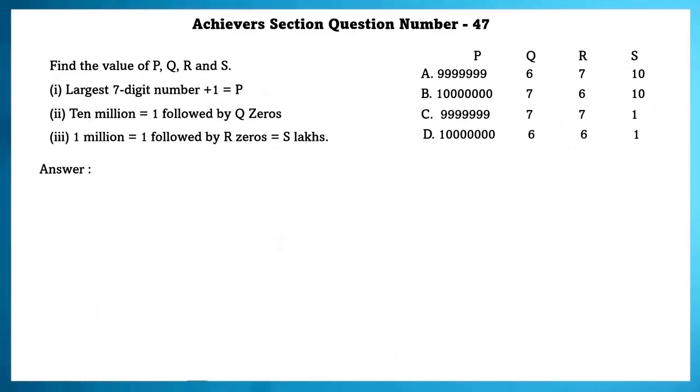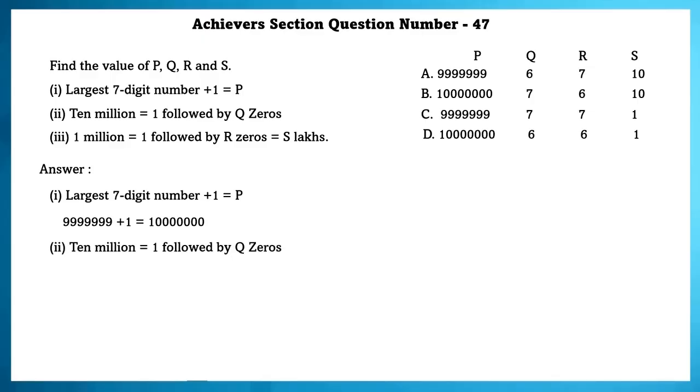Achiever section question number 47. Find the value of P, Q, R and S. The largest 7-digit number is 99,99,999 plus 1 is equal to 1 crore. Second one, 10 million is equal to 1 followed by Q zeros.